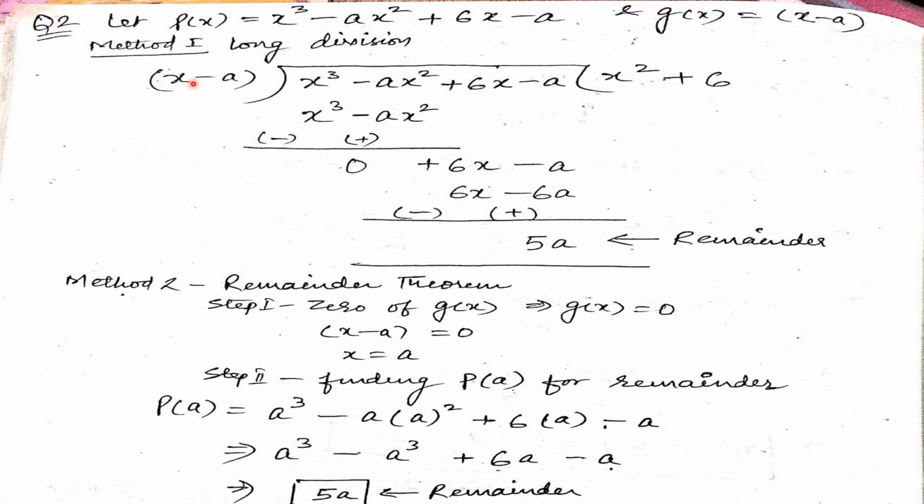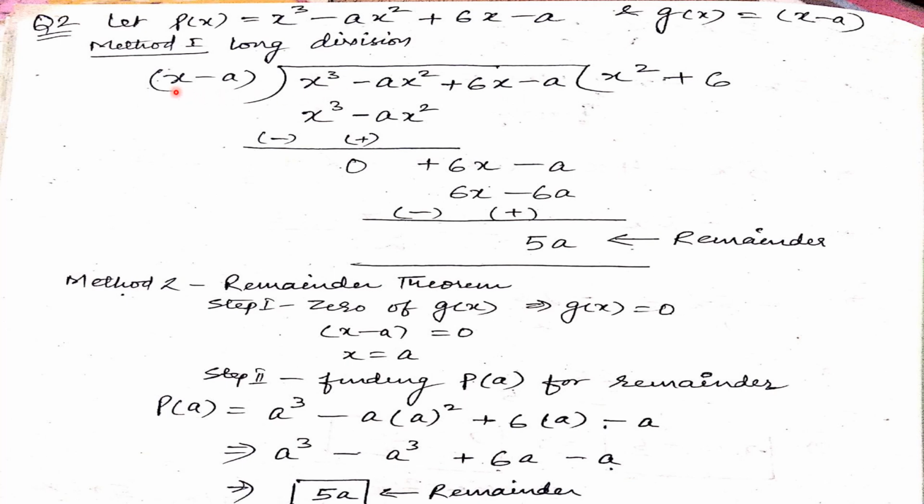Okay, now let's see. The question statement is: find the remainder when x cube minus a x square plus 6x minus a is divided by x minus a. So you can see the variable here is x, a is a constant over here. Okay, so don't worry about it, just consider x, which is a variable. Now method 1 I am taking, that is long division. So my divisor is x minus a, my dividend is this one.